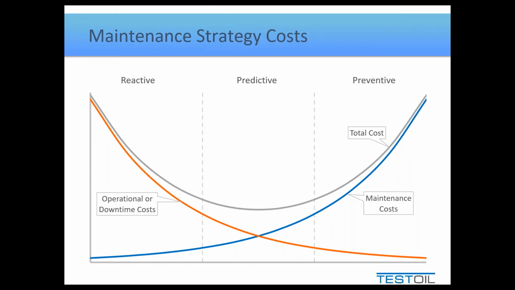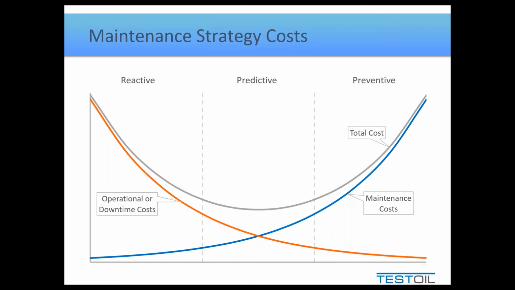We're spending a lot more on maintenance, but we're not suffering as much in operational or downtime costs. However, the overall cost is very similar. Where we see the true benefit is when we go to predictive, because with predictive, we're trying to balance just enough maintenance costs to keep just enough of an operational or downtime cost. So we're not eliminating downtime as much as we might be with preventive maintenance, but we're certainly not having to spend as much money, and the sum total is significantly less.